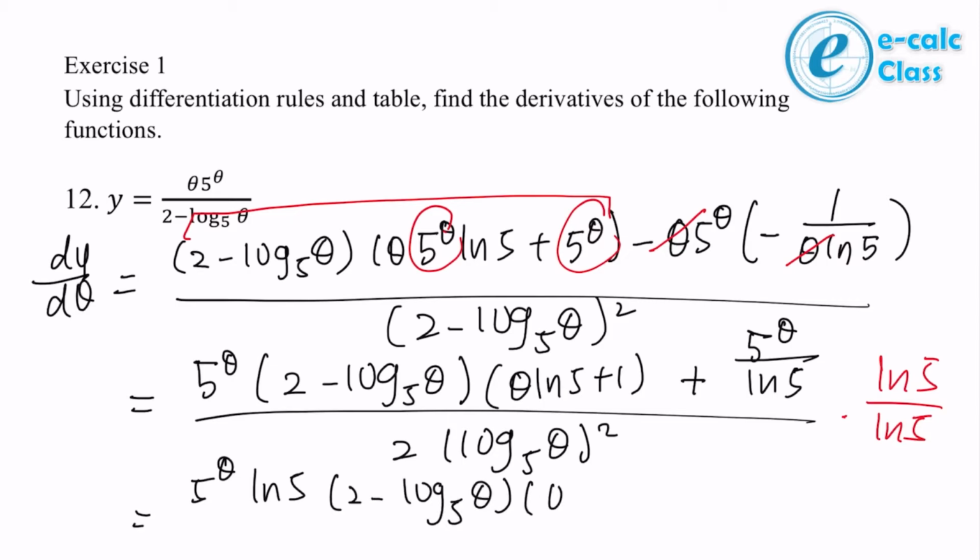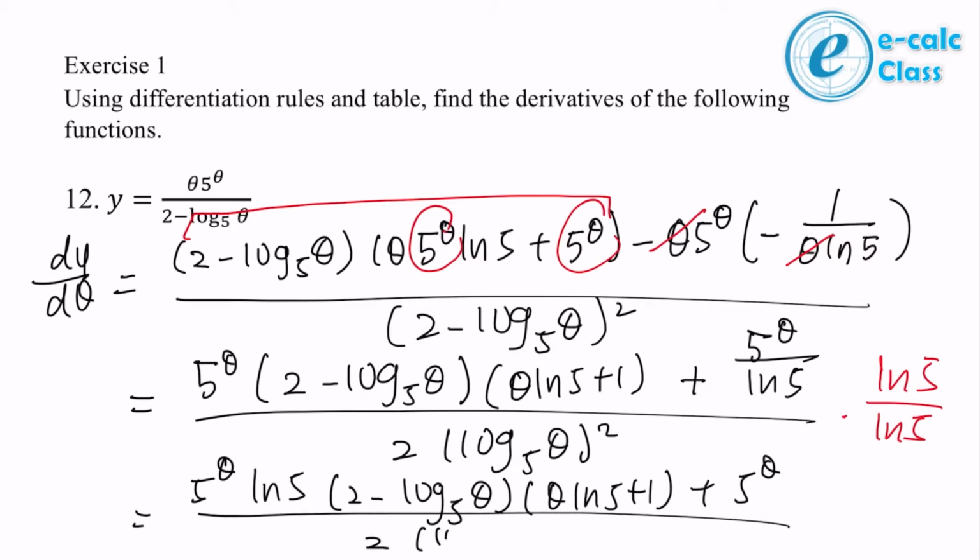I'm running out of space here. Plus 5 theta, 2 log. Okay, I missed out something. Should we have a minus here, right? Minus. This is what happens if your handwriting is too ugly. And this is it. This is the best that you can do.